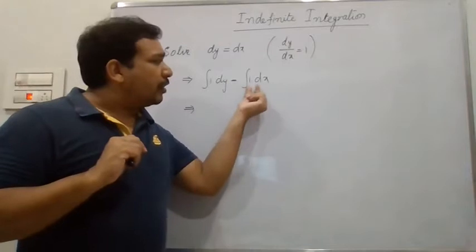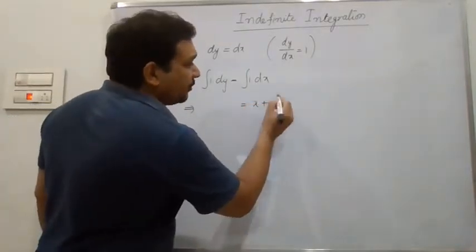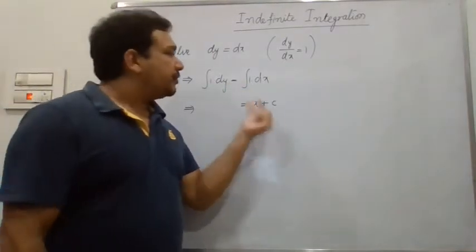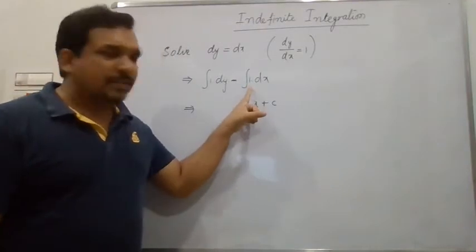So antiderivative of 1 means x must be the answer. That is x plus a constant. Whenever you do indefinite integration, we should add a c. Why? Because if you do the derivative of x plus c, what you get as answer is 1 only, no?